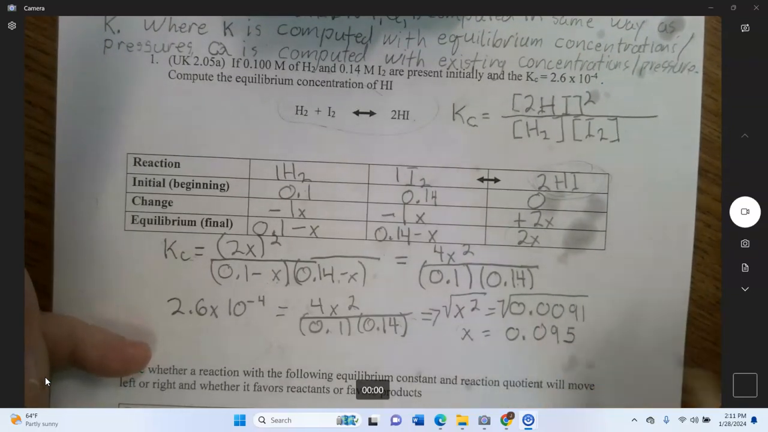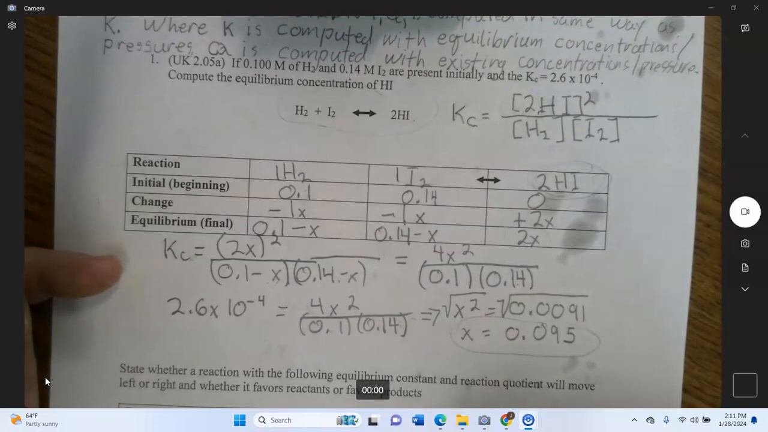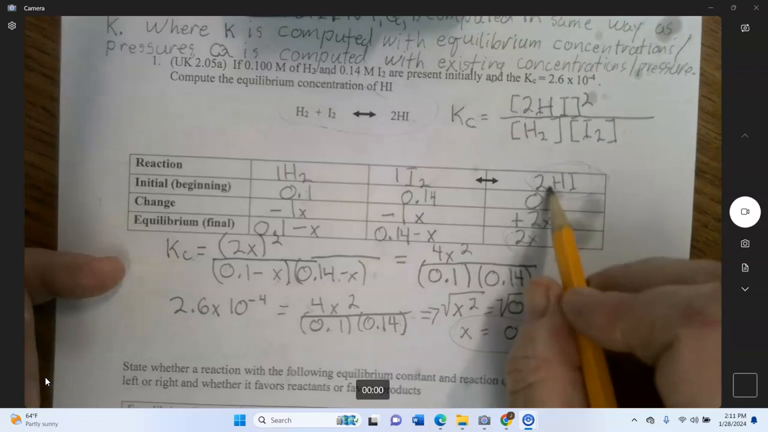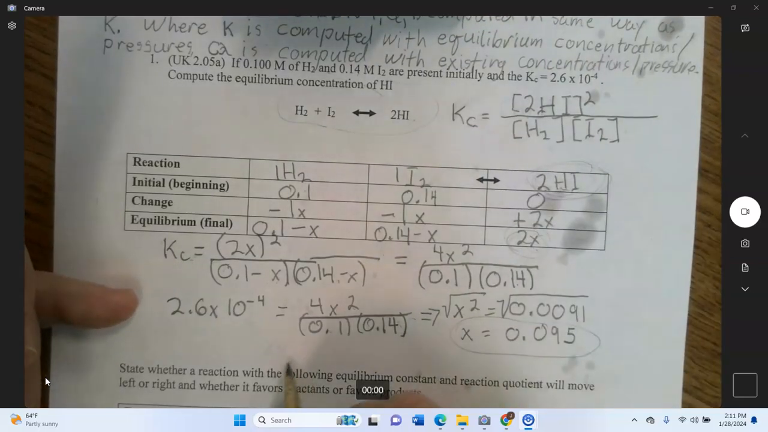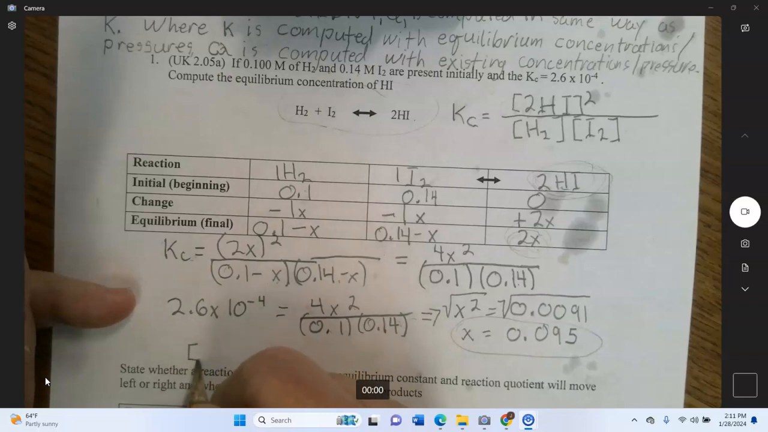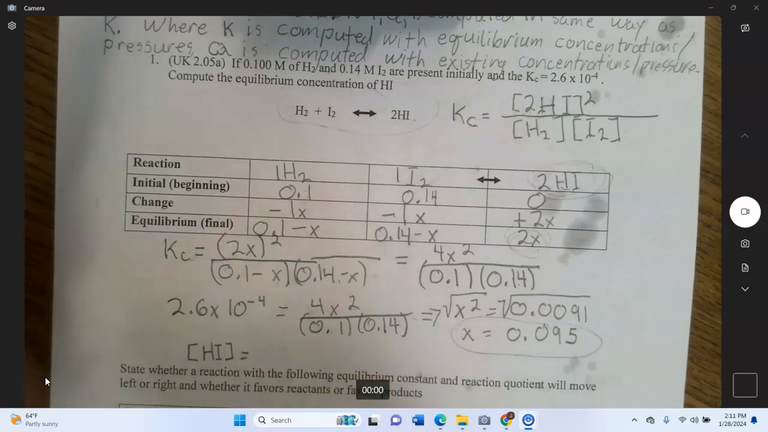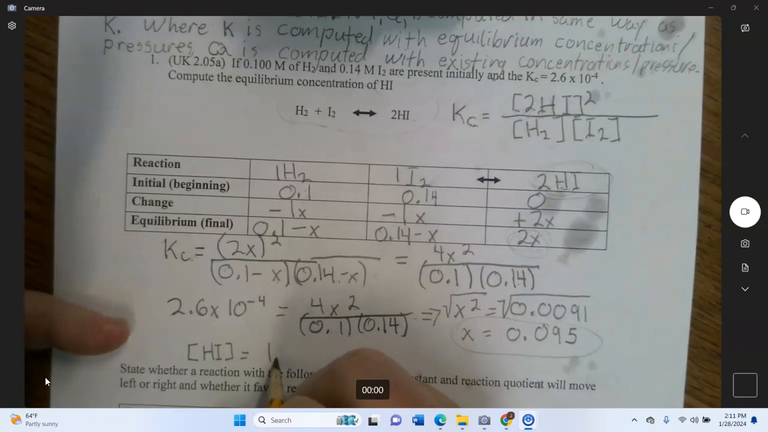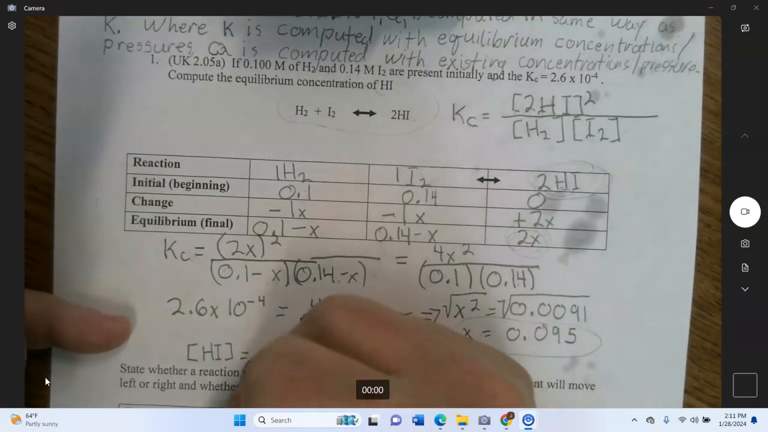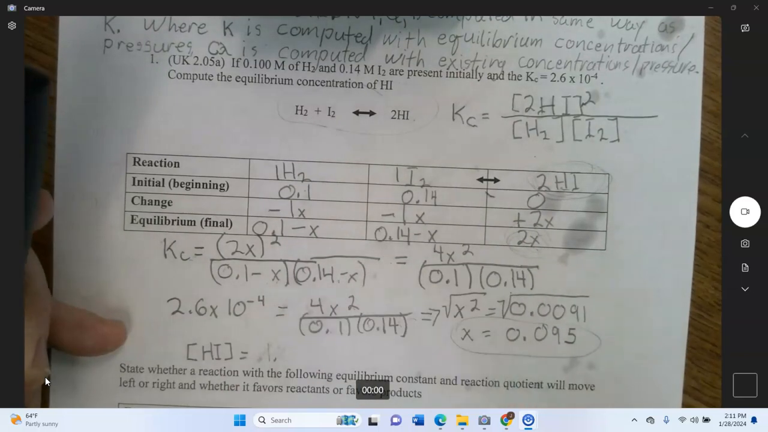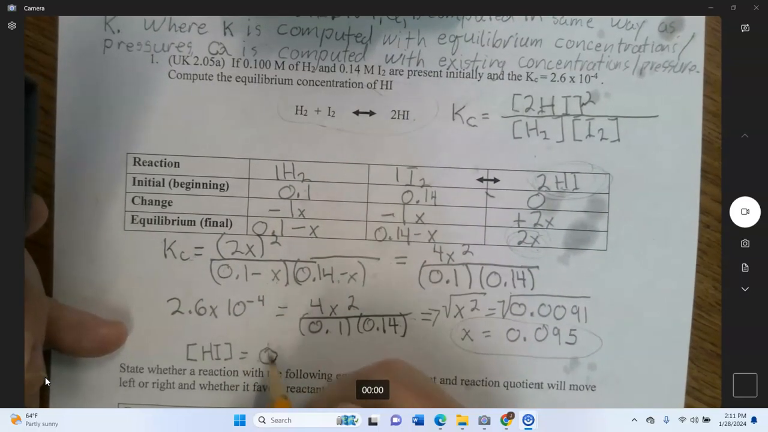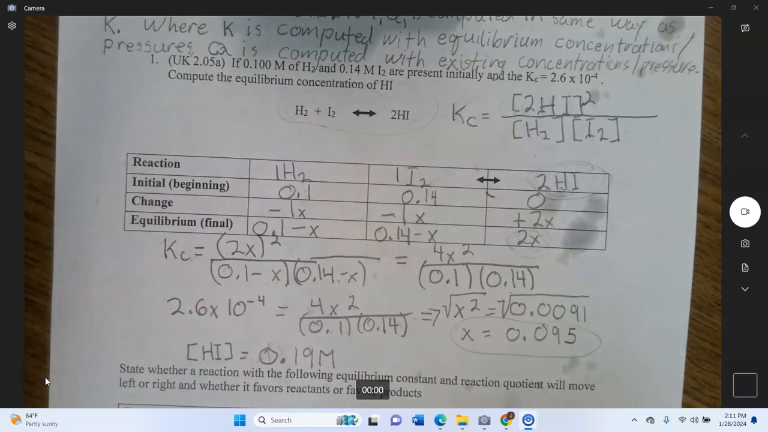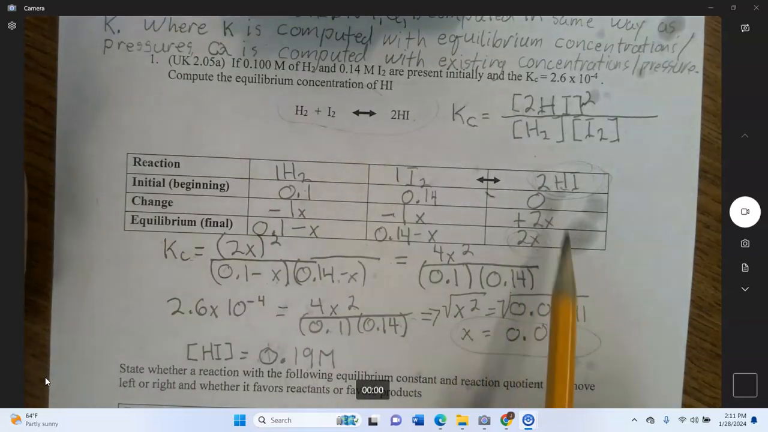0.095. All right, so remember, that's not your final answer. Your final answer is this. It's 2 times that because you're trying to find the concentration of HI. So the concentration of HI, which is what you're looking for, equals 0.19. Let's do that right. 0.19 molar. And that's it. And that's a molarity. Okay, so you know the concentration of HI.